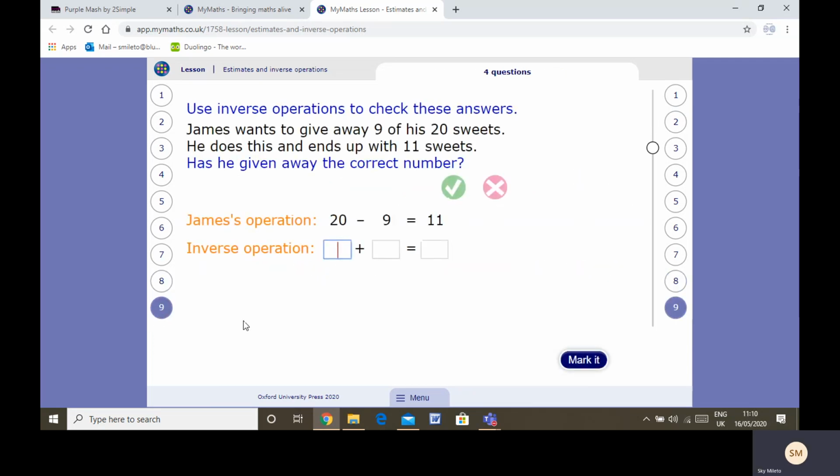Okay. Final slide. Use the inverse operation to check these answers. Okay. James wants to give away 9 of his sweets. He does this, and at the end he ends up with 11 sweets. So is 20 take away 9 11? To check that, we can do 11 plus 9 equals 20. And we know that that's correct. Yes.